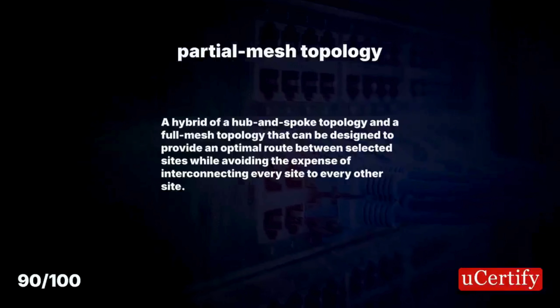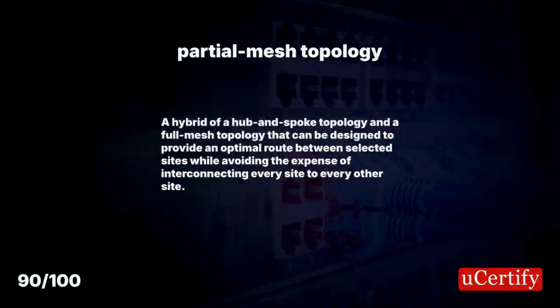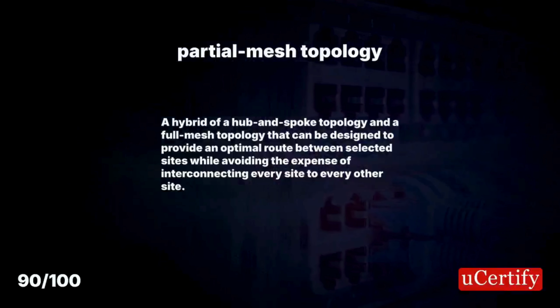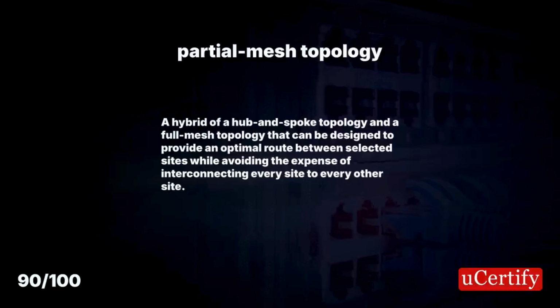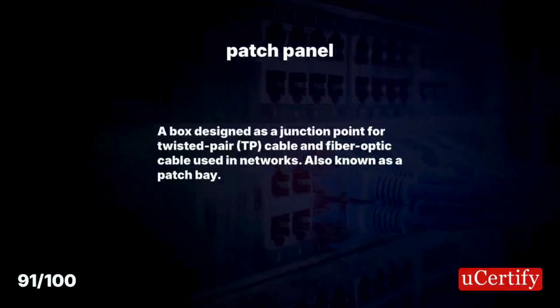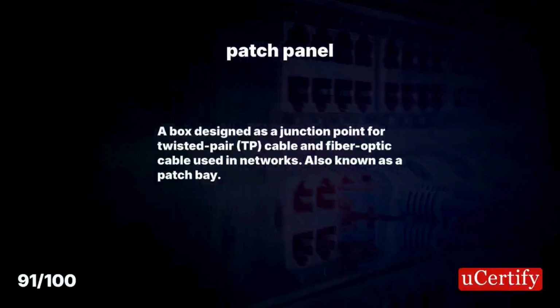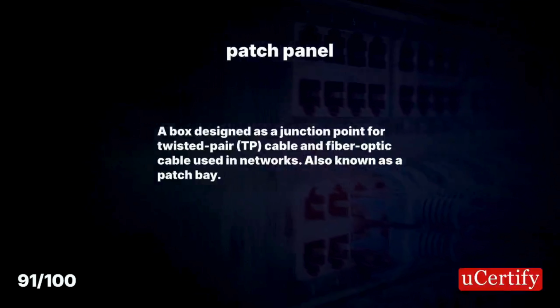Term: partial mesh topology. Definition: a hybrid of a hub-and-spoke topology and a full mesh topology that can be designed to provide an optimal route between selected sites, while avoiding the expense of interconnecting every site to every other site. Term: patch panel. Definition: a box designed as a junction point for twisted pair, TP, cable, and fiber optic cable used in networks, also known as a patch bay.